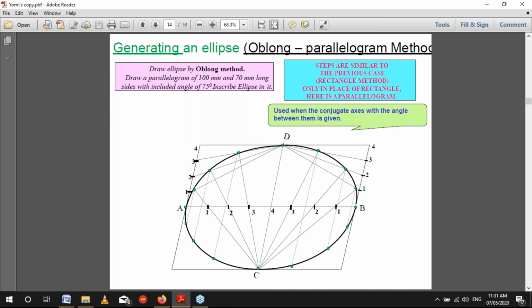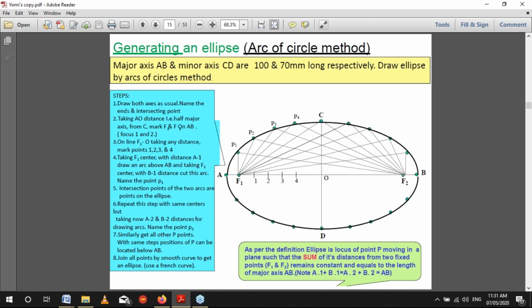Now taking F1 as center with distance A1 from the diagram, you draw an arc above AB. You could see the arc, the curve on top is the arc above AB.